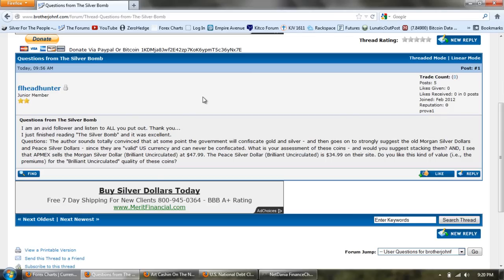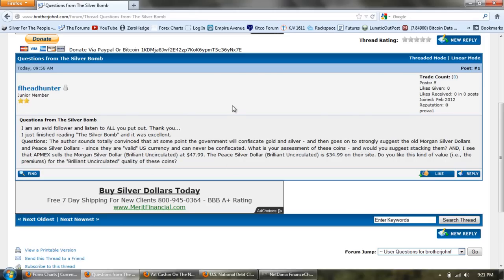And I see that APMEX sells the Morgan silver dollar, brilliant uncirculated, for $47.99. The peace silver dollar, brilliant uncirculated, for $34.99 on their site. Do you like this kind of value, i.e. the premiums for the brilliant uncirculated quality of these coins? So there's a lot there in this question.